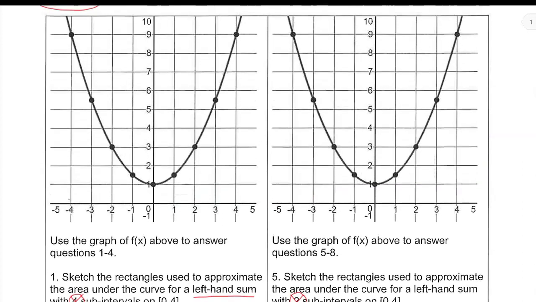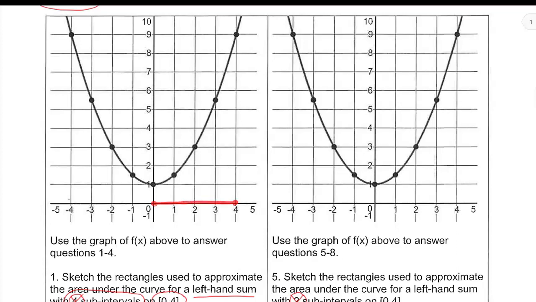Let's learn how to set up Riemann sums. We're going to use the graph to answer these questions. Number 1, sketch rectangles to approximate area under the curve for a left-hand sum. Now the request is that we do 2 subintervals, meaning we're going to do 2 rectangles, and we're going to place those rectangles on the interval from 0 to 4. So look up at the graph. Here's 0 all the way to 4. I'm going to fit 2 rectangles in that width.